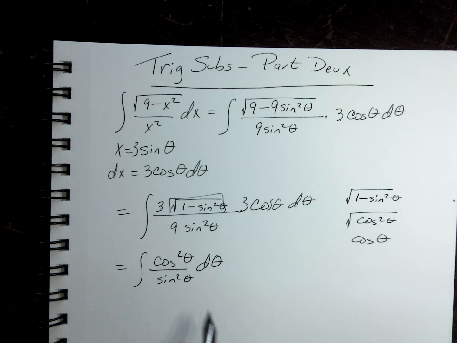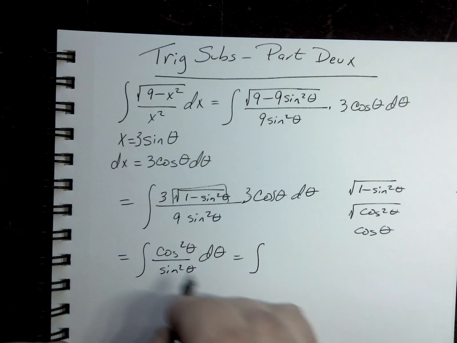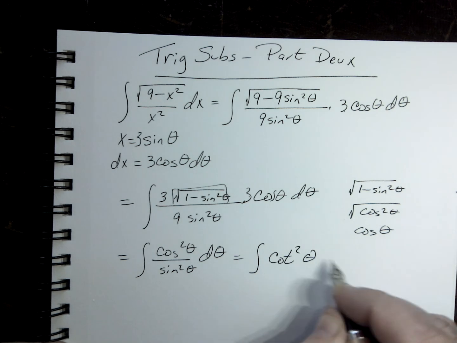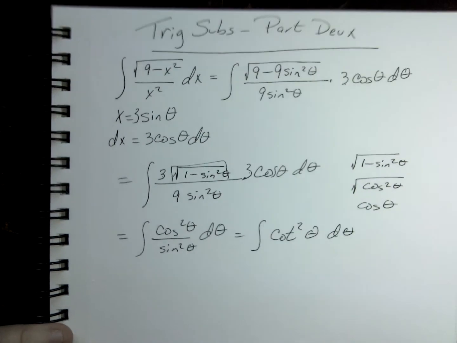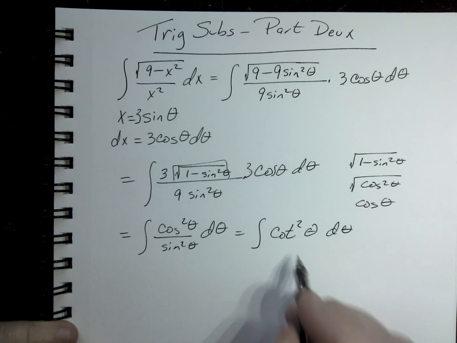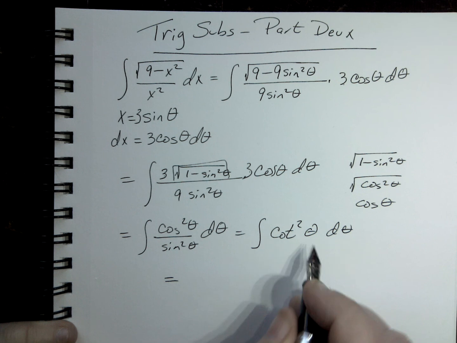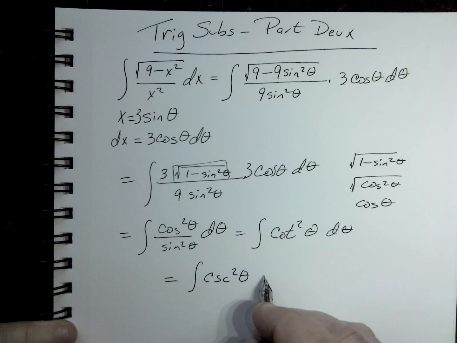So that's a little bit nicer. Cosine squared over sine squared, they're even, so I don't want to use the half-angle rule. I'm going to rewrite this as cosine over sine, which is cotangent. Can't integrate cotangent squared directly, so I'm going to use the same trick I used with tan squared and rewrite this using the Pythagorean identity. Cotangent squared of theta is cosecant squared of theta minus 1.